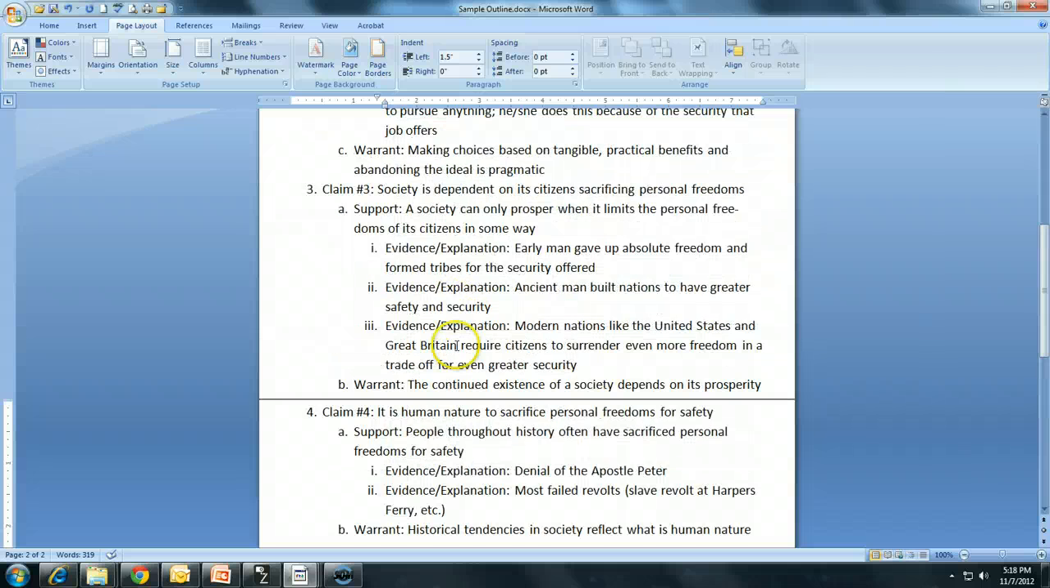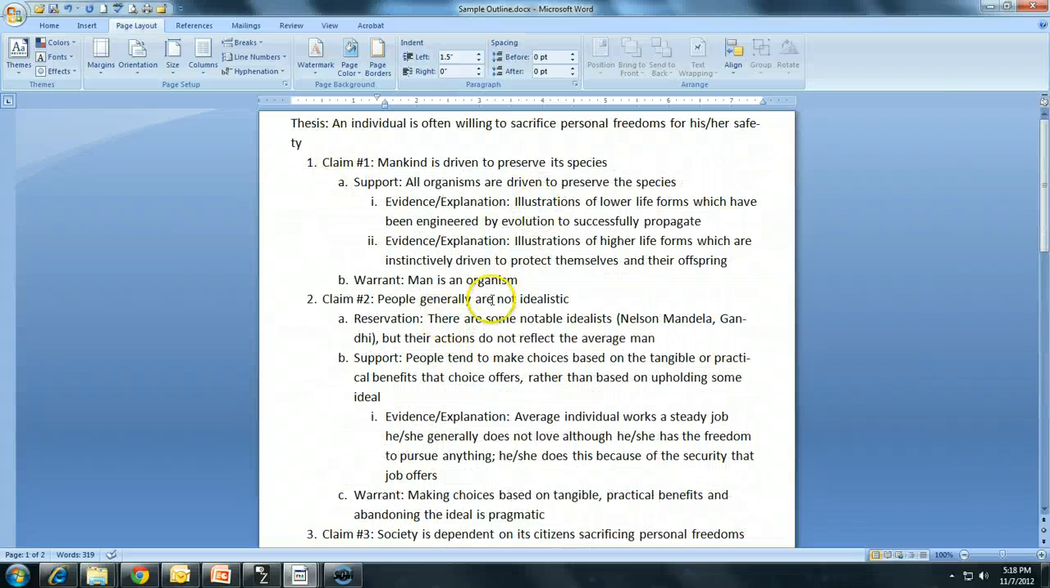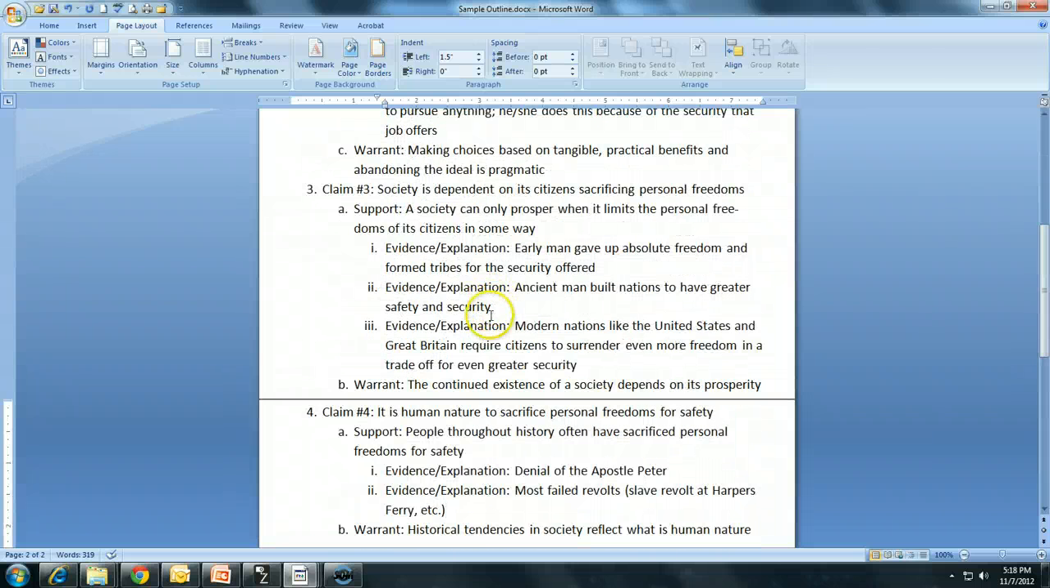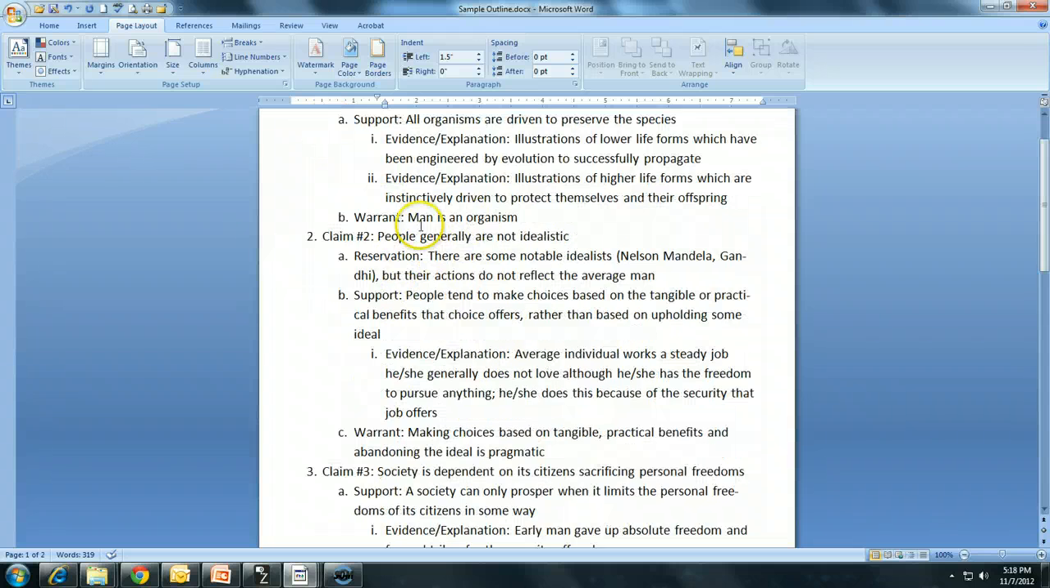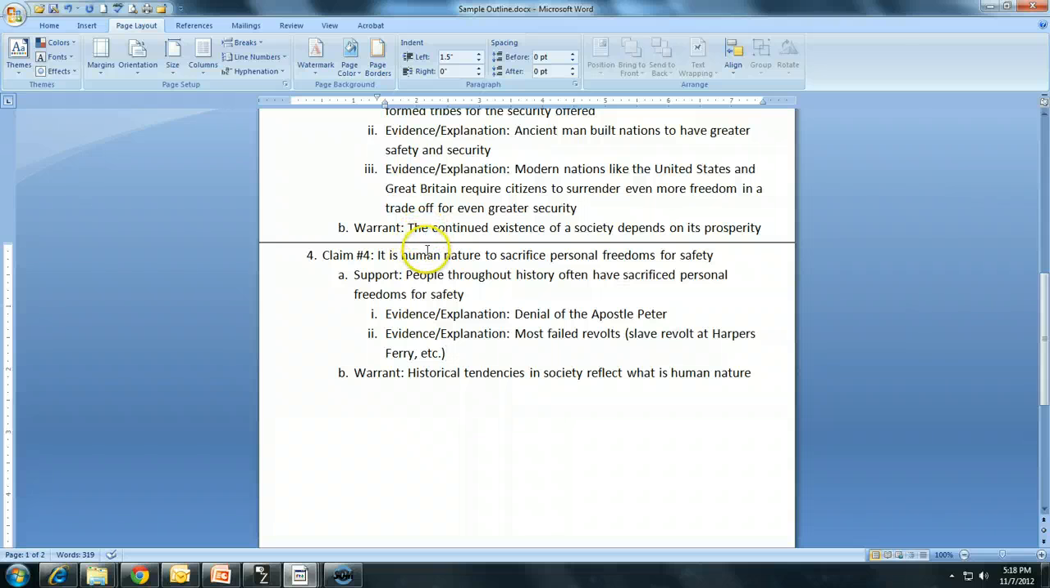So that is how I go from my chart to my detailed outline. The last thing I want to do is to settle on a final thesis, but before I can do that, I need to decide which 3 claims I'm really going to pursue.